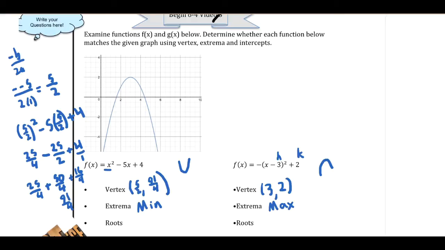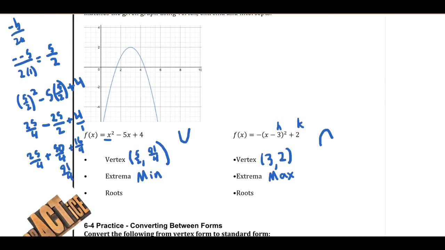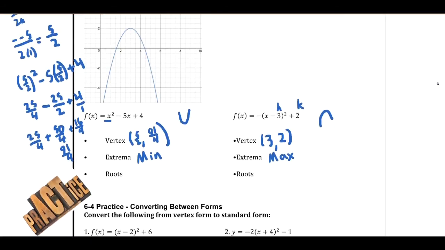Now just checking things so far, it does look like this is going to be the best match for our graph. We do have a vertex at 3, 2, and this is going to be a maximum. But just in case you were asked to look at an example that wasn't quite so clear, let's go ahead and look at the roots as well.